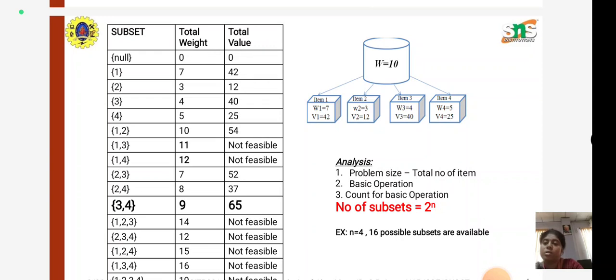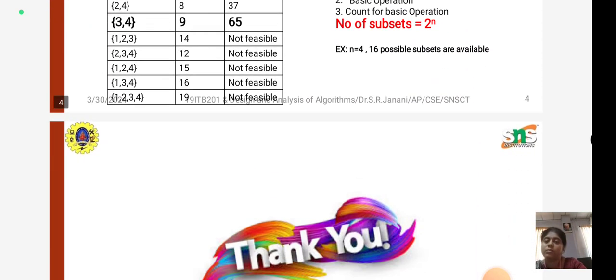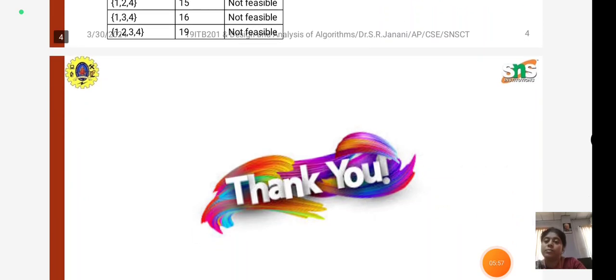The combination for this is items 4 and 3. So we take the fourth item and third item into the knapsack, and the total value is 65. For this problem, the problem size is the total number of items; we have four items, so it is 4. The basic operation is comparison. The operation count is comparing and adding over the possible item subsets. The number of subsets we have is 2 to the power n, and these are the possible subsets we go through in the knapsack problem. Thank you.